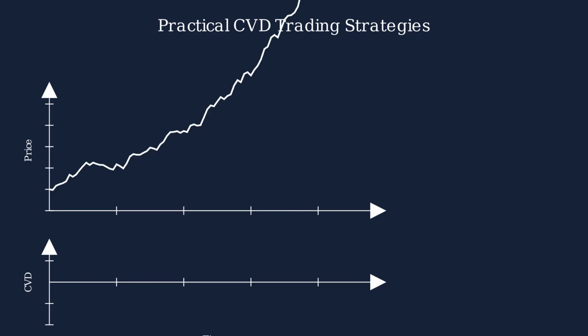Here we see a sustained uptrend. Next, we monitor the cumulative volume delta below. Notice that initially, CVD confirms the uptrend by rising alongside price. However, a bearish divergence forms when price continues making higher highs, but CVD begins to decline, suggesting weakening buying pressure.